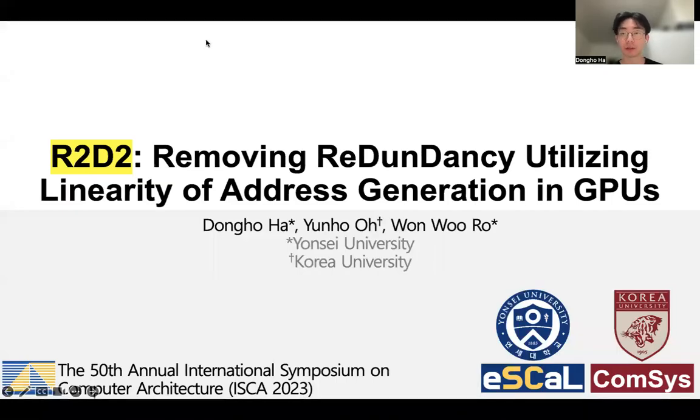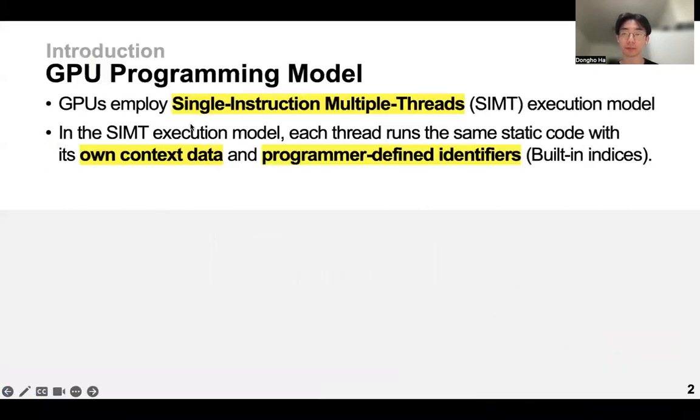It's a pleasure to talk about our paper named R2D2, Removing Redundancy Utilizing Linearity of Address Generation in GPUs. GPUs use a special programming model called Single Instruction Multiple Thread, SIMT, to manage hundreds of functional units and massive multithreading while also providing programmability.